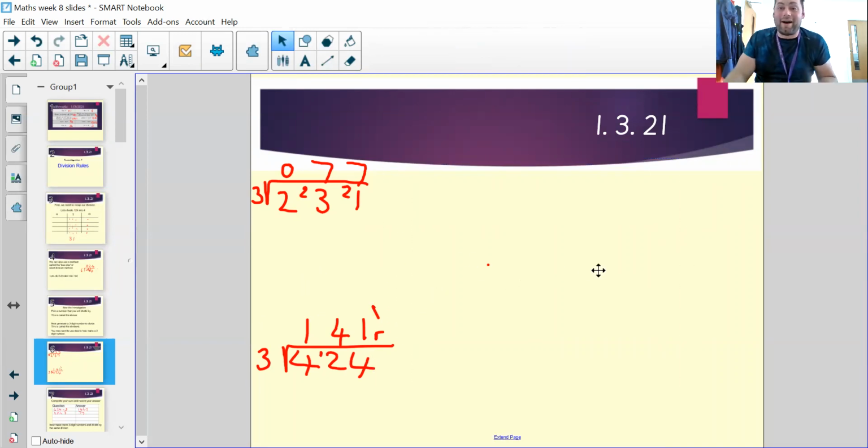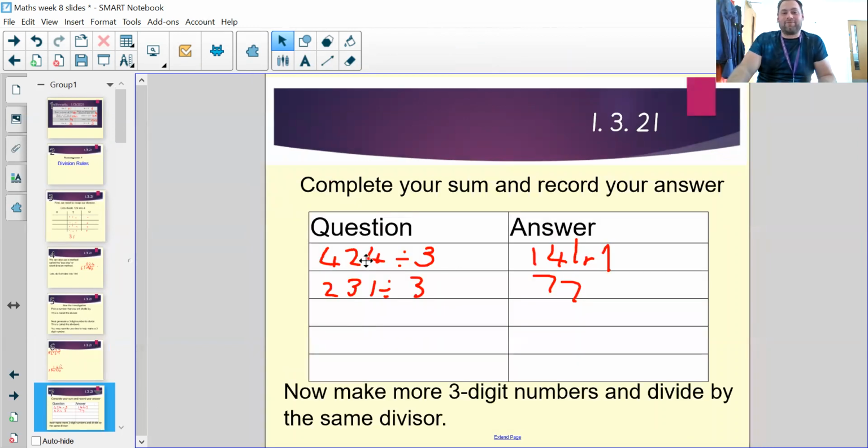Great. So I actually did this video before. I rolled a dice and I got 424 divided by 3, and my answer was 141, remainder 1. I then did it again, keeping the divisor the same, but I changed my 3-digit number to 231 divided by 3, and that gave me 77.